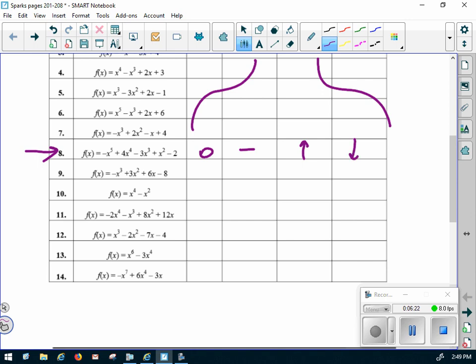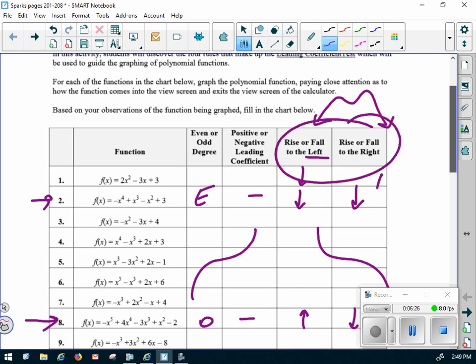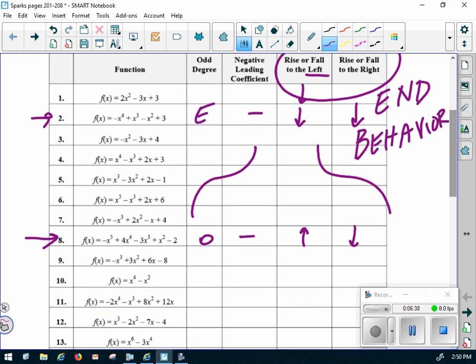And you do know these two last columns are talking about end behavior. Right? End behavior. And remember, what the end behavior means is as x approaches positive or negative infinity. That's what this means, this rising and falling to the left and to the right.